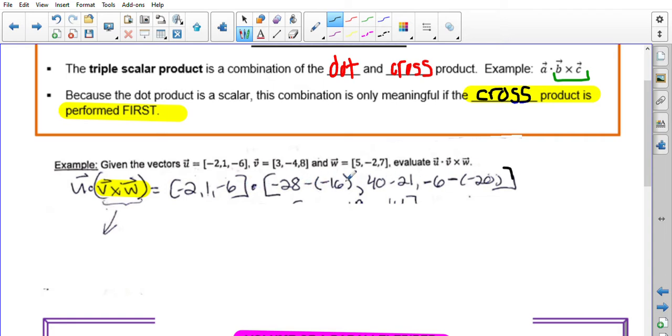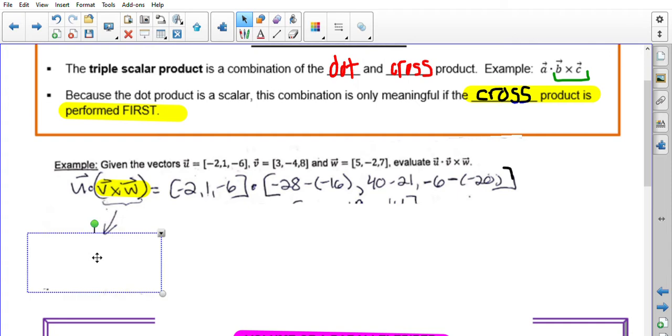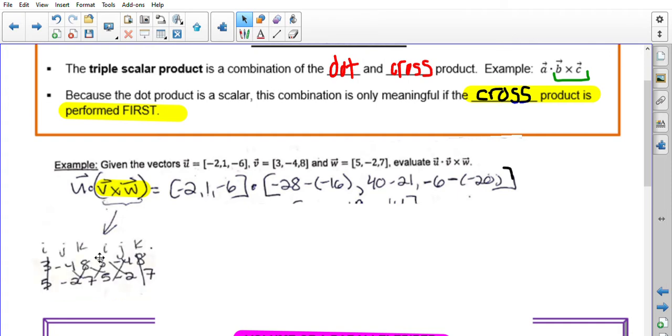Where are we going to get those numbers from? You're going to do your work at the side that we're used to. Right? Set up ijk, ijk. And remember, you have to go in the right order. So the v vector has to be first. Okay? So 3, -4, 8 repeated. And then the w vector next, 5, -2, 7. Then we're going to cancel out and then do the crisscross.